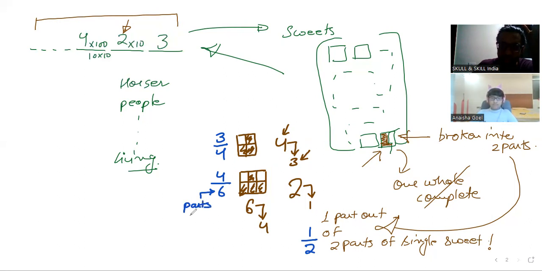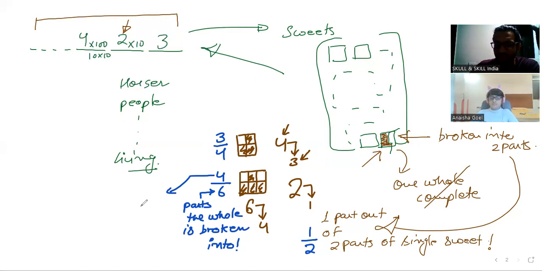parts, the whole thing. I'm again and again writing whole thing. There is a reason behind it, okay, Anisha? Because the whole thing has been broken down, the complete thing, one thing. Parts, the whole thing is broken into, and this shows out of those total parts, the whole thing has been broken into. The numerator, the above one, shows parts considered, right? Yeah.